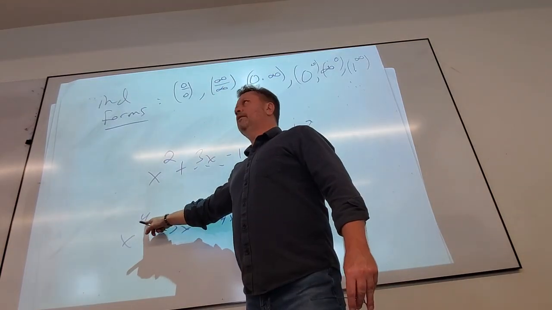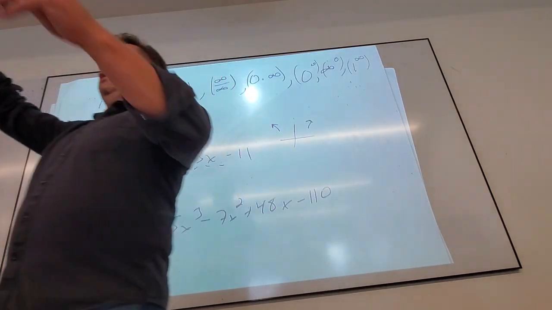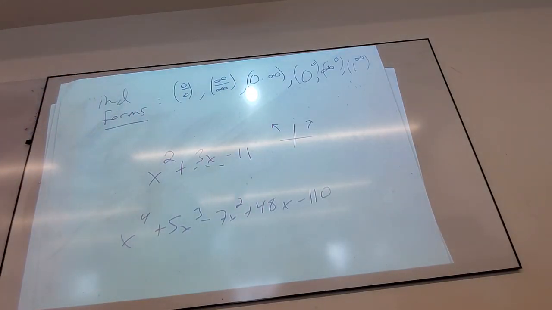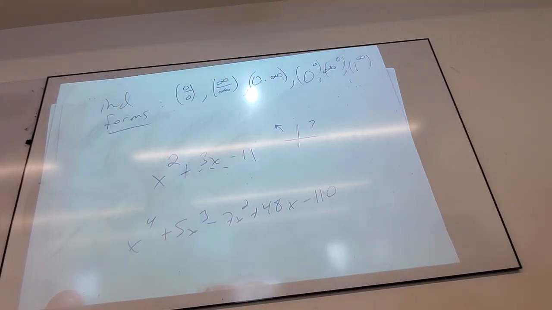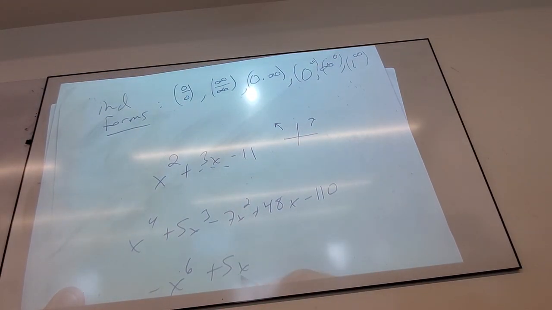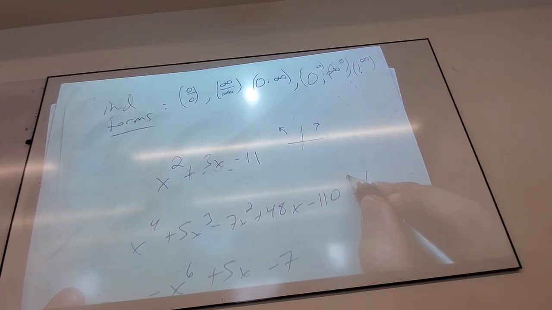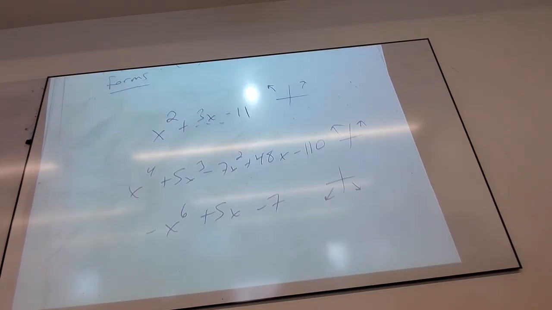So if I have an even degree, the end behavior will be up on both sides. Or, if I have a negative, so this will be up on both sides. This will be down on both sides. Is this sounding familiar to anybody?